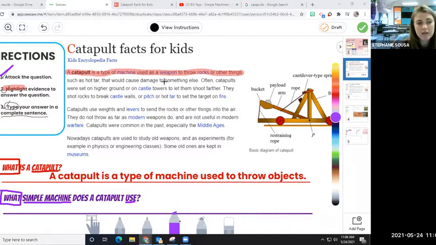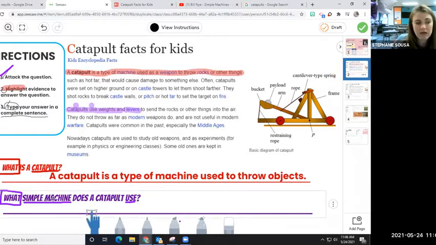They throw things to cause damage to something else. Often, catapults were set on higher ground or on castle towers to let them shoot farther. They shot rocks to break castle walls, or pitch or hot tar to set the target on fire. Okay, no simple machines yet. Let's keep reading. Catapults use weight and levers. What do catapults use? Look at my answer. Catapults use, and then I have the name of a simple machine that we've studied, levers.